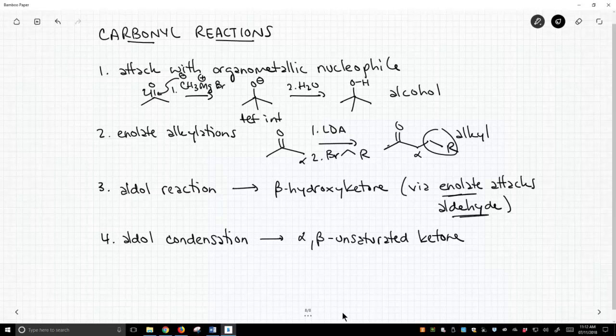However, we did this in the presence of a weaker base and a protic solvent, and therefore our beta-hydroxyketone could continue to react, lose water, and form an alpha-beta unsaturated ketone. So these are the four main carbonyl chemistry reactions that we've learned at this point in the course.